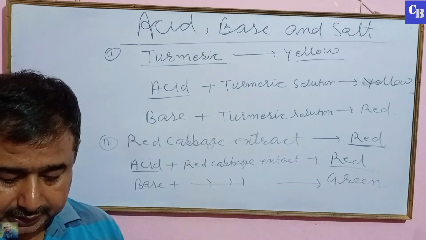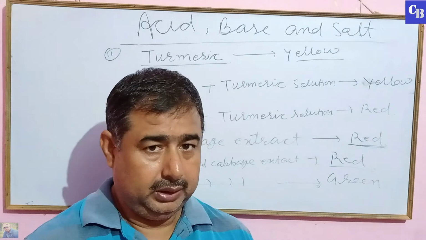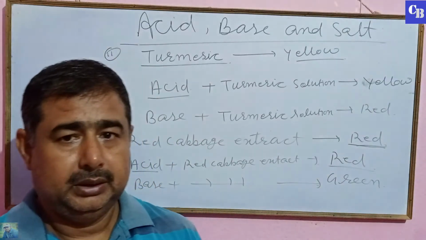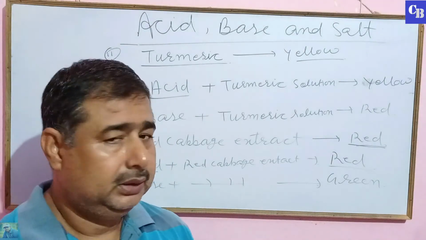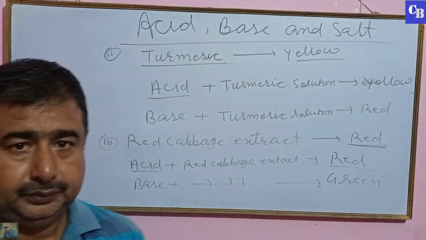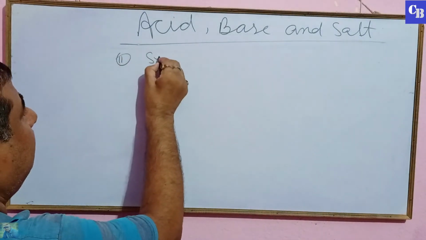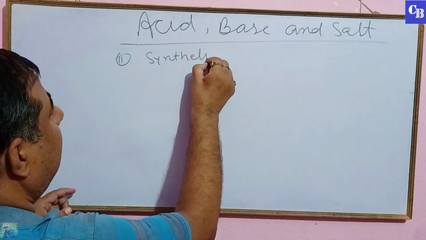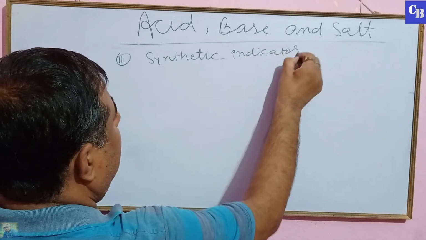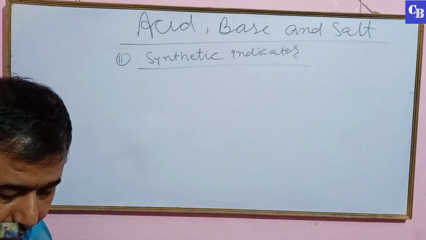The other type is the synthetic indicator. Methyl orange and phenolphthalein come under synthetic indicators, which are prepared in the laboratory. The second type of indicator is the synthetic indicator. It is synthesized in the laboratory.